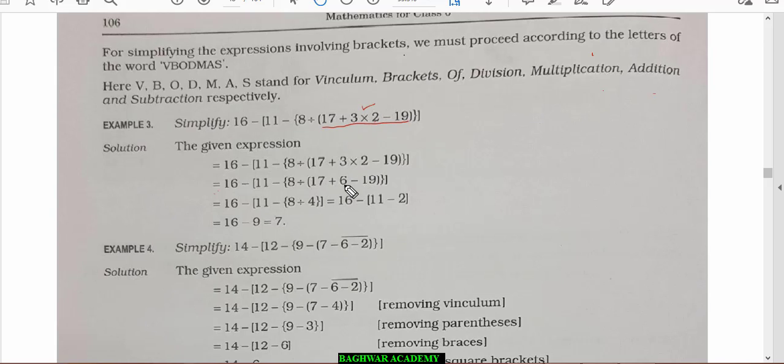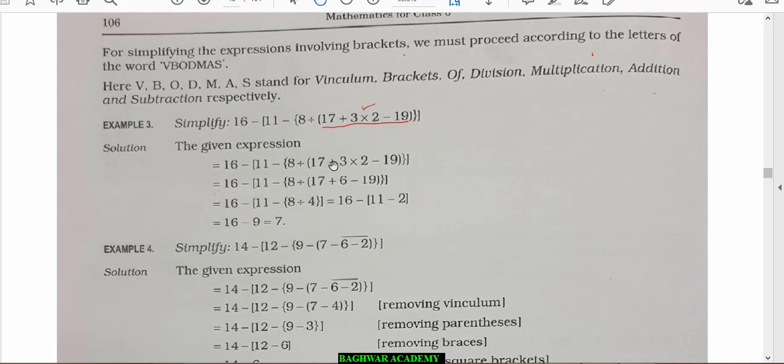Here 3 into 2, 6 has been written, and the rest of the thing has been written as it is. In the next step, this small bracket has been solved. So here you have 17 plus 6 minus 19. In the next step, 16 has been written, then minus 11 minus 8 divided by. Here you see what has been done: 17 plus 6 is 23, and minus 19 you get 4. Then 8 divided by 4 is equal to 2. So 11 minus 2 has been written. And finally 11 minus 2 is equal to 9, and 16 minus 9 is equal to 7.